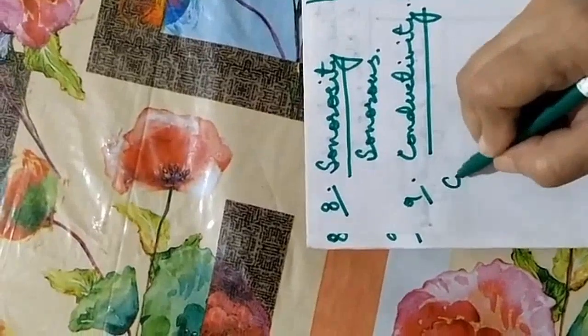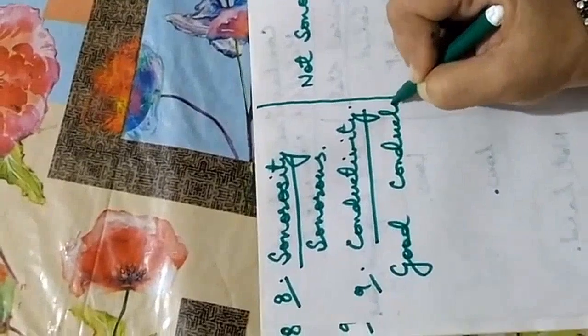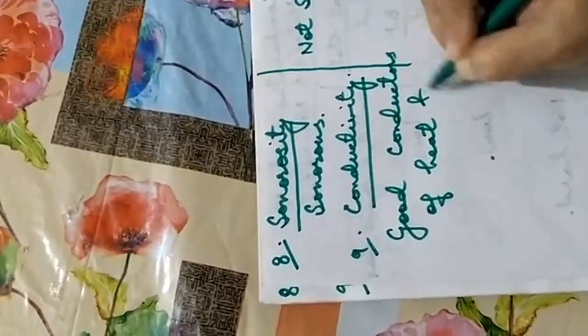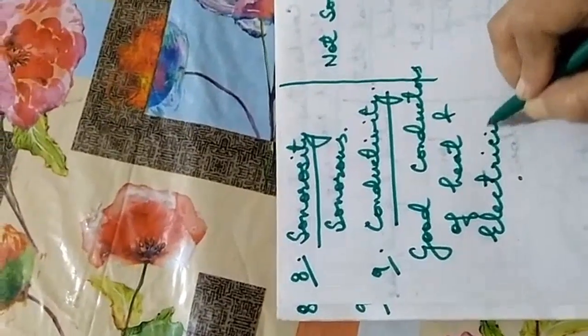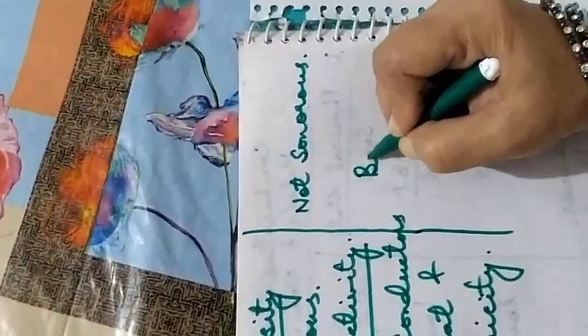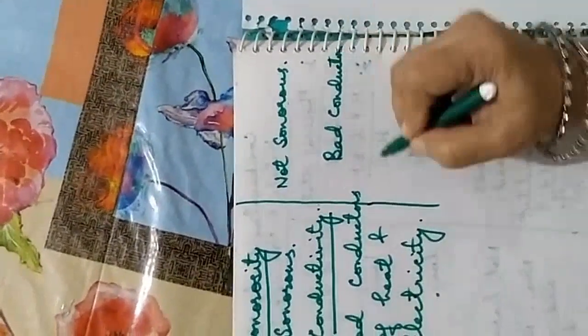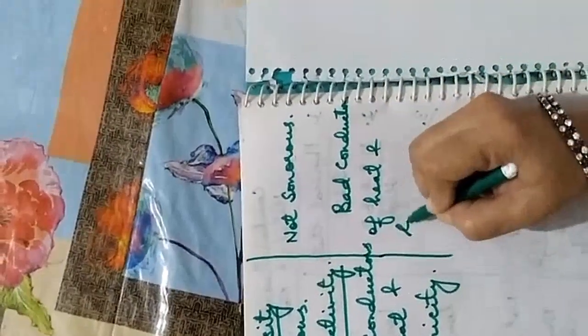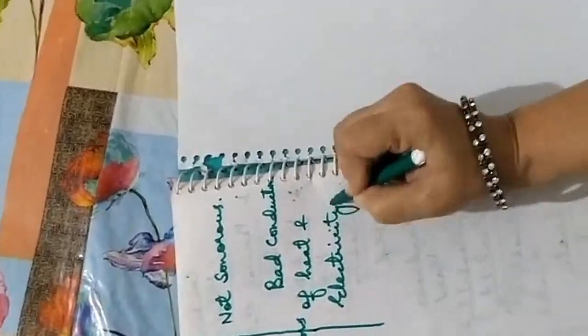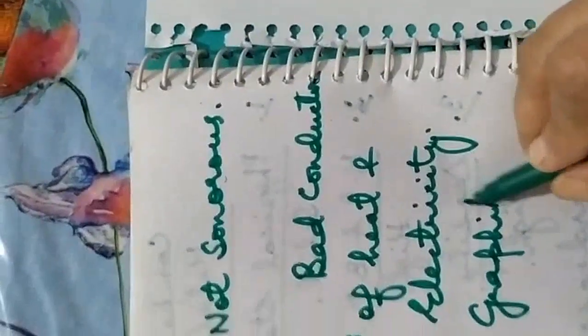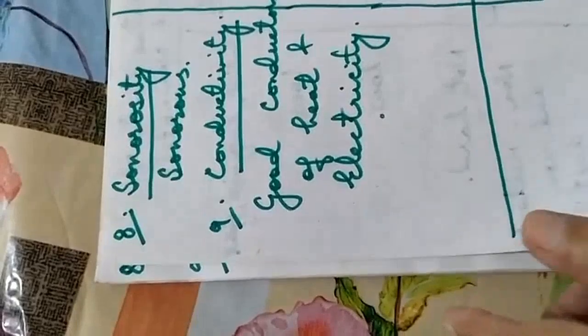Metals are good conductors of heat and electricity, whereas non-metals are bad conductors of heat and electricity, except graphite. Although it is a non-metal, that means it is a form of carbon, I already explained to you, in spite of that it is a good conductor of electricity. That's all, children. The physical properties of metals and non-metals are completed.